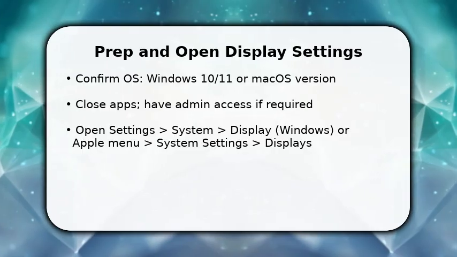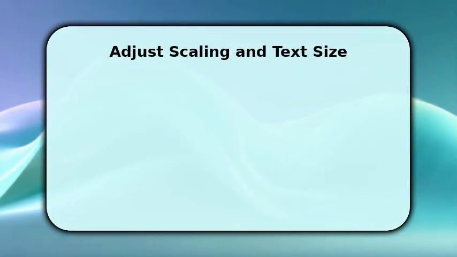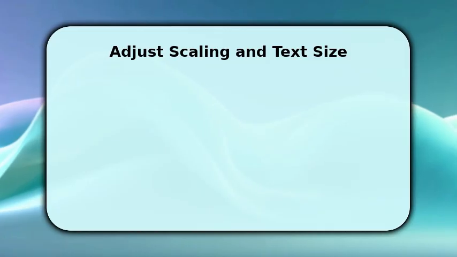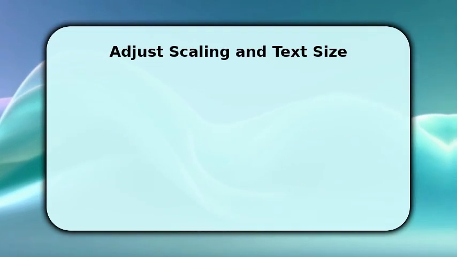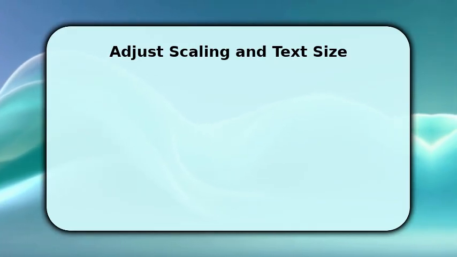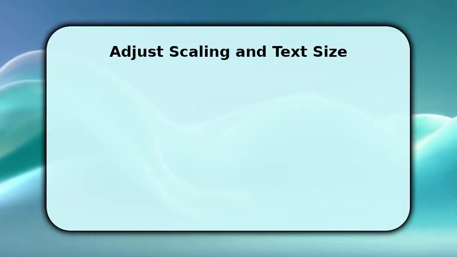Now you adjust scaling and text size so fonts increase system-wide. On Windows, choose 125% or 150% from scale. Click Advanced Scaling Settings for a custom percent if needed. On Mac OS, use Default for display options or the text size slider when available.